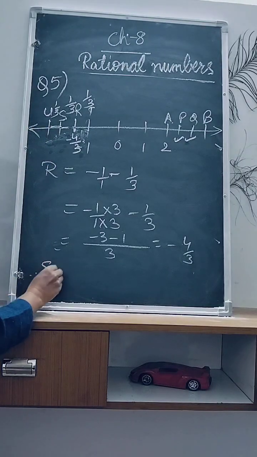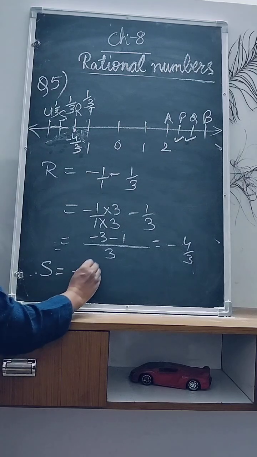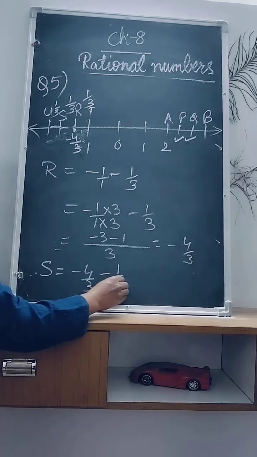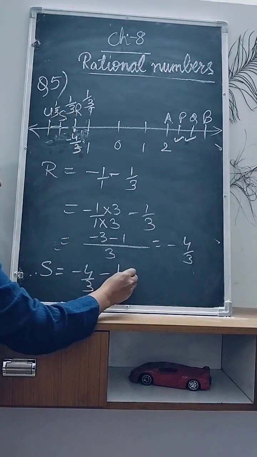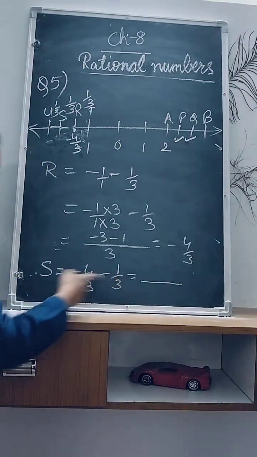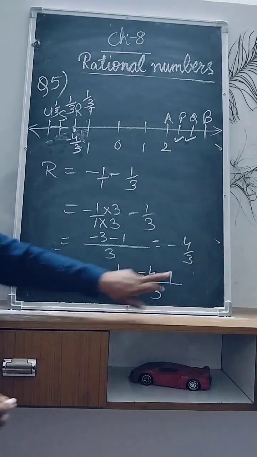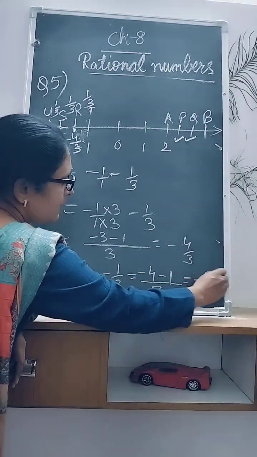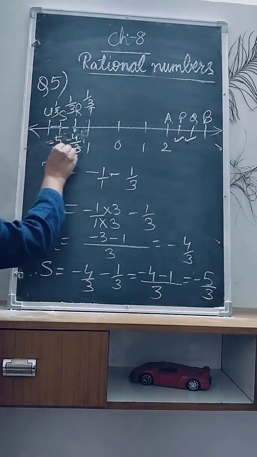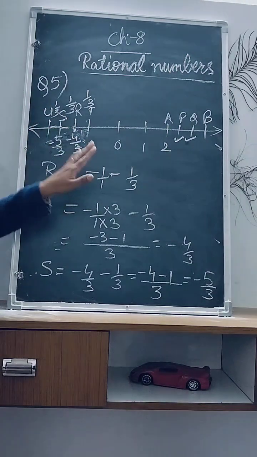Now for S. We will start with this and reach here, -4 by 3. Again, as we are moving to the left side, it is -1 by 3, because each part is 1/3 of it. Now the bases are the same, and as the denominators are the same, now -4 and -1, minus minus would be added: -5 by 3. It means the value of S is -5 by 3. Okay students, so we have found the values of S and R as I have shown you.